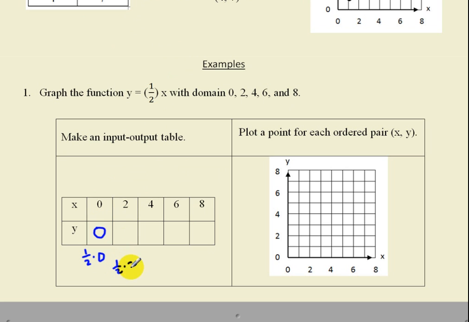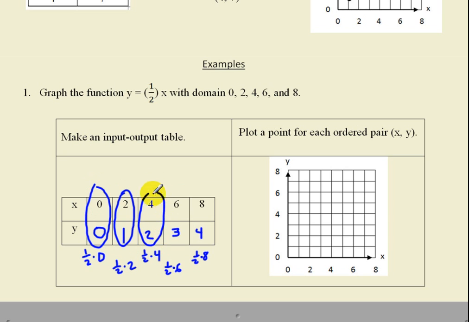Then 1/2 times 2 would give us an output of 1. 1/2 times 4 gives us an output of 2. 1/2 times 6 will give us an output of 3. And 1/2 times 8 will give us an output of 4. Now we have our ordered pairs, and in this case, because of the way the table is set up, our ordered pairs appear in columns.